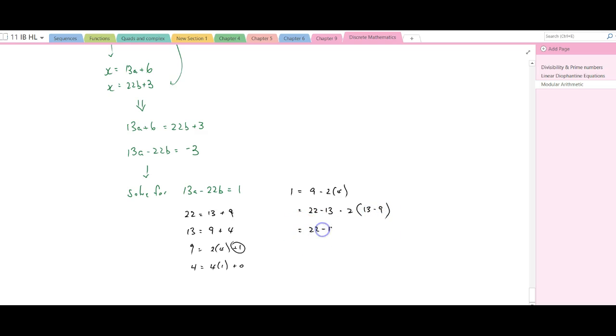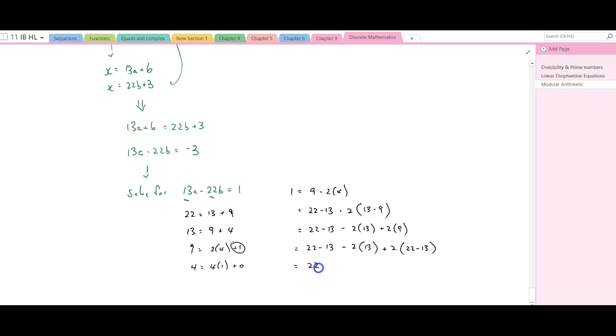So I just simplify that a bit. Minus 2 lots of 13 plus 2 lots of 9. 22 and 13, they're the numbers I need. All right, remember I'm aiming for these numbers. I've got 2 lots of 13 here, so I'm happy with that. It's the 9 I need to change into 22 minus 13.